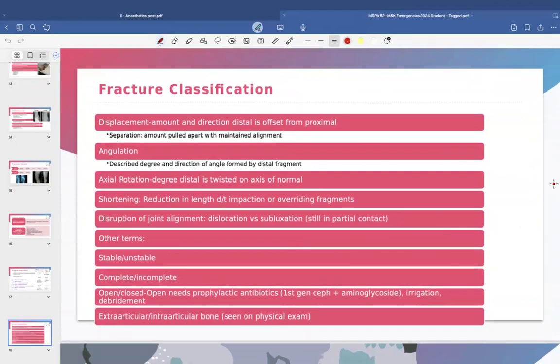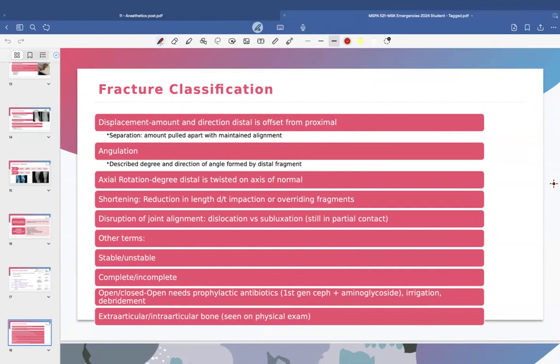The other terminology that you use with the fracture: thinking of a fracture as being displaced, that's when it's not aligned. Angulation is what is formed from the most distal fragment. Axial rotation, think of it like with the spine, if there's any rotational component to your fracture. You can have fractures that will have some shortening. You're going to know stable versus unstable, complete versus incomplete, open and closed.